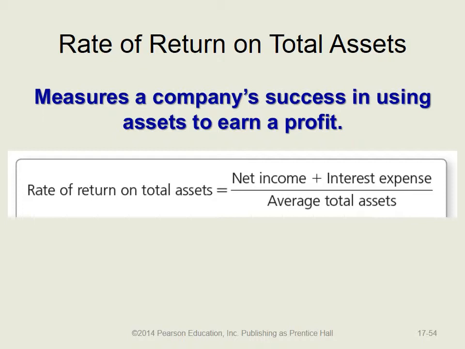The rate of return on total assets measures a company's success in using assets to earn a profit. It is computed as the sum of net income and interest expense divided by average total assets. Average total assets can be computed as beginning total assets plus ending total assets. Take that number, divide it by 2.